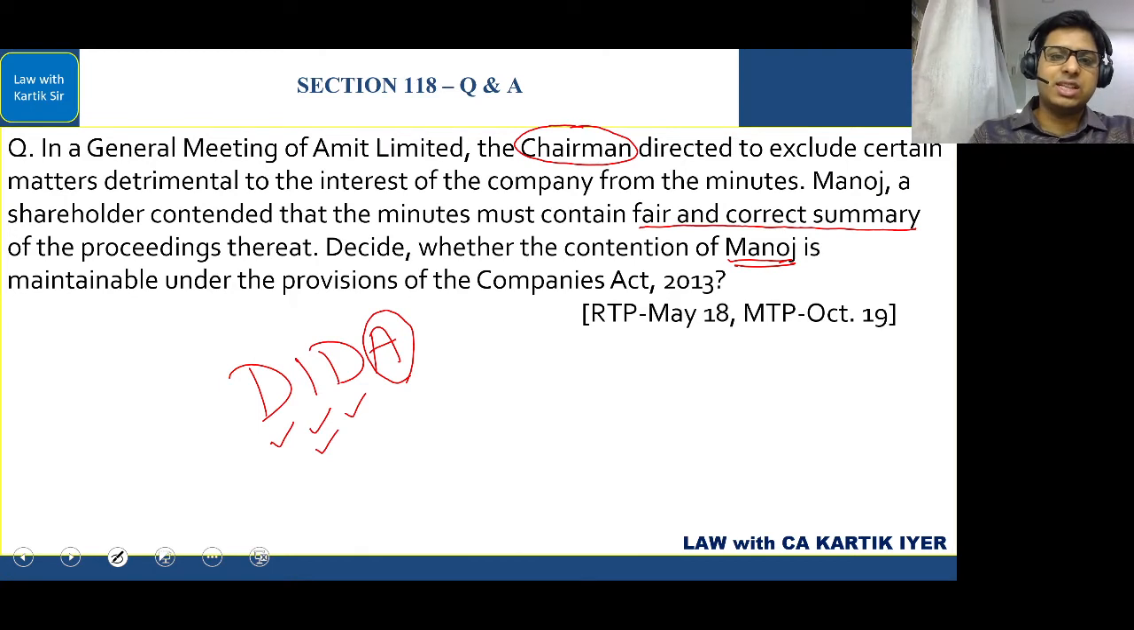If the chairman thinks that a matter is detrimental to the interest of the company, can he exclude it? The answer is yes. So Manoj saying that the chairman cannot do this, that is not correct. So Manoj's contention in this case is incorrect.